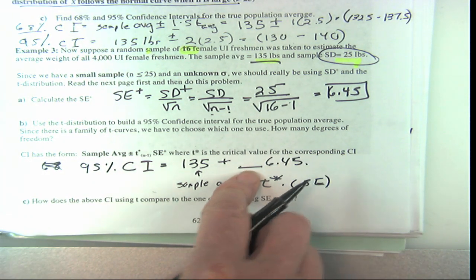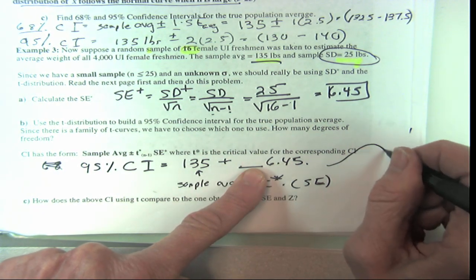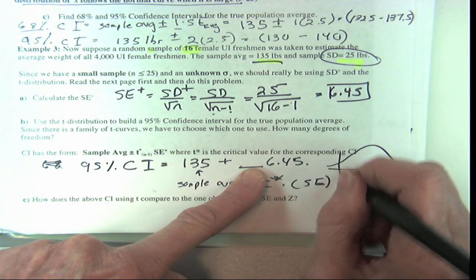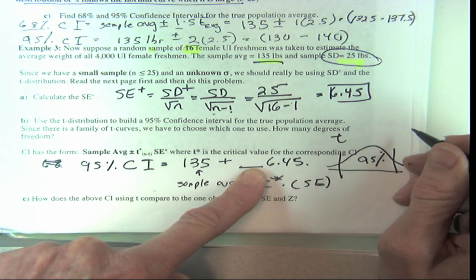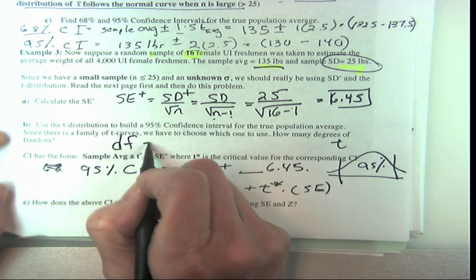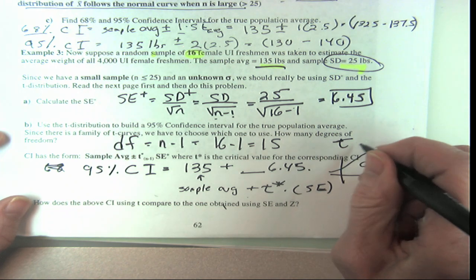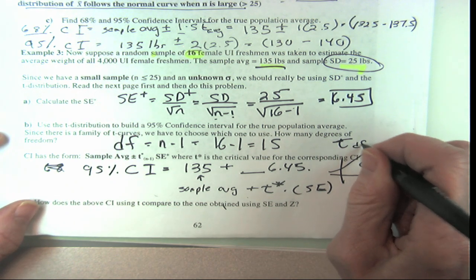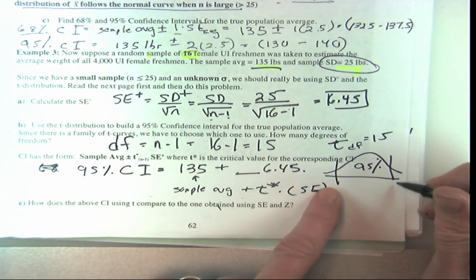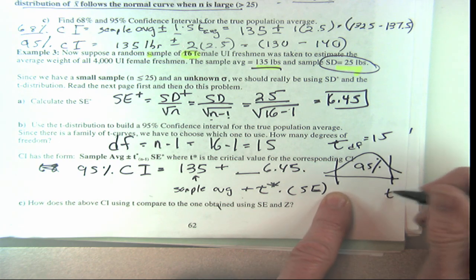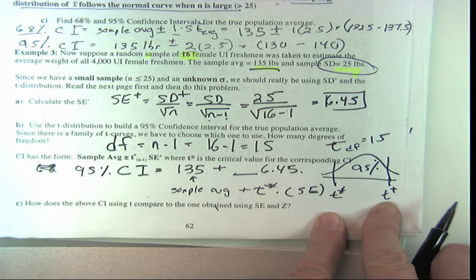Now, to get t star for 95%, what are we going to do? We're going to have to look on the curve and get 95% in the middle. And we have to look on the t curve with how many degrees of freedom? The degrees of freedom is n minus 1, so it's 16 minus 1, which is 15. So we're going to look on the t curve with 15 degrees of freedom and find t star right here. We know it's going to be bigger than 2. What is it? And how are we going to find it?